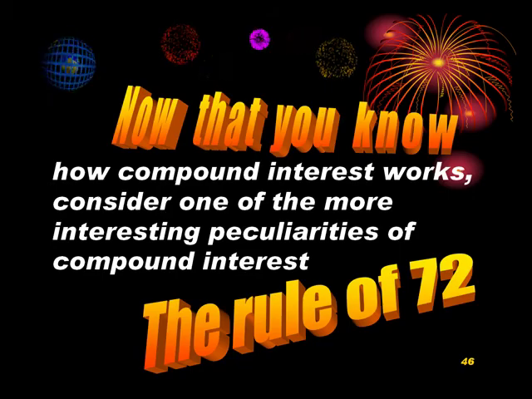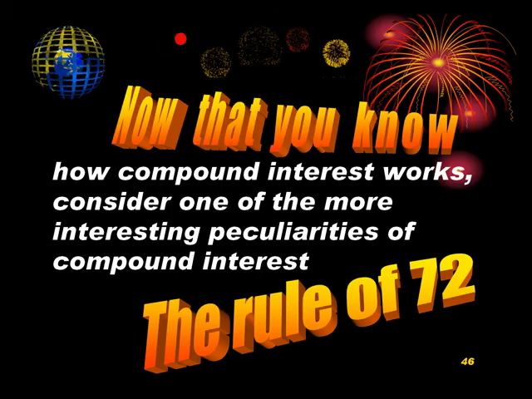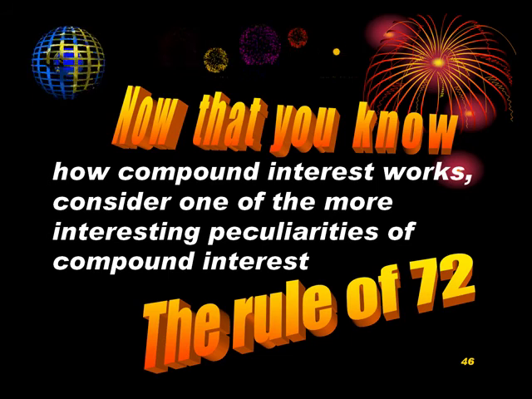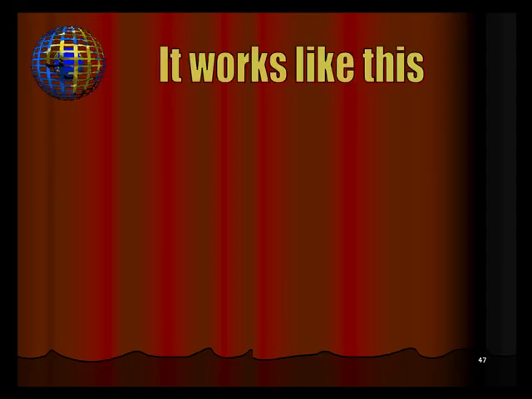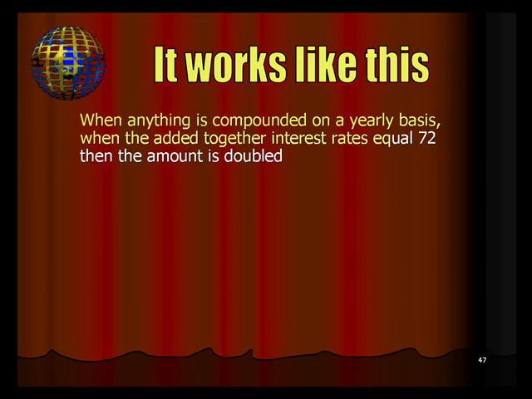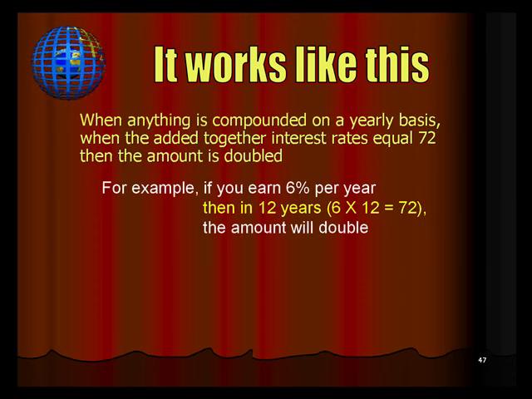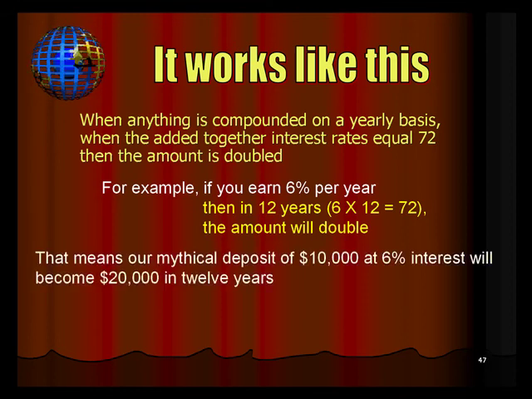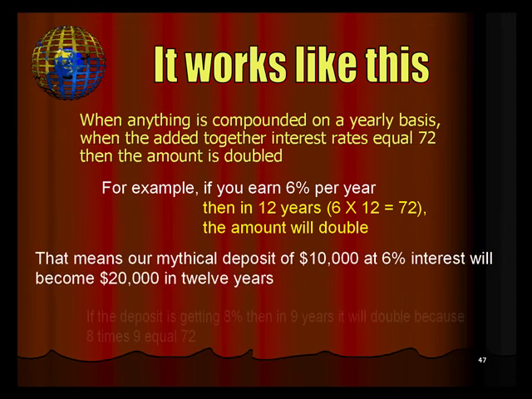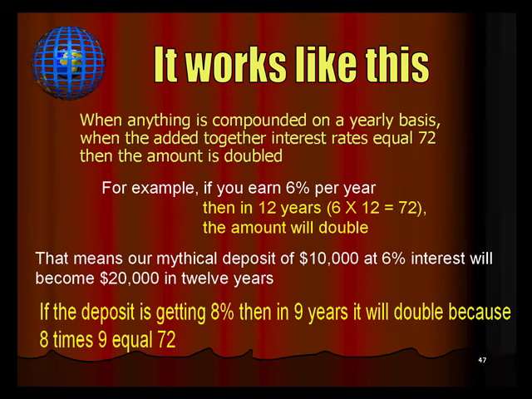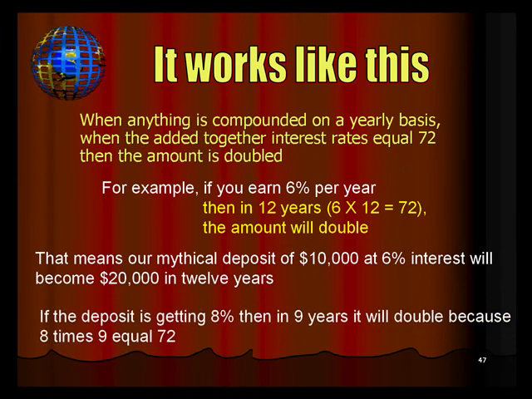Now that you know how compound interest works, consider one of the more interesting peculiarities of compound interest, the rule of 72. It works like this. When anything is compounded on a yearly basis, when the added together interest rates equal 72, then the amount is doubled. For example, if you earn 6% per year, then in 12 years, 6 times 12 is 72, the amount will double. That means our mythical deposit of $10,000 at 6% interest will become $20,000 in 12 years.